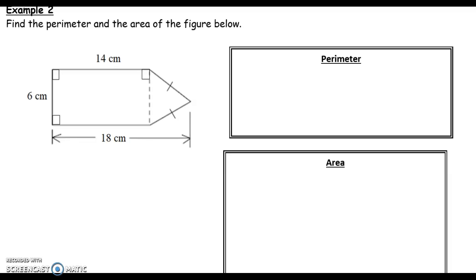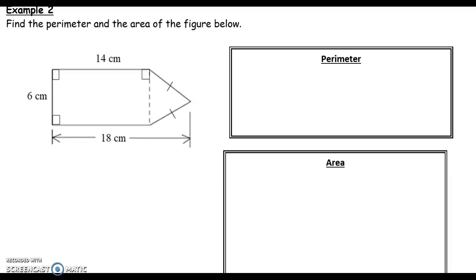Let's look at a second example. This is a rectangle and a triangle. Specifically, it's an isosceles triangle. So we have a little bit of a different situation here. So we have this rectangle. This rectangle is a 14 by 6 rectangle.